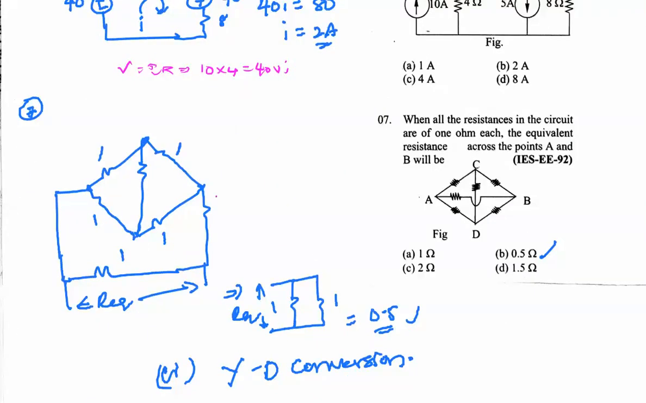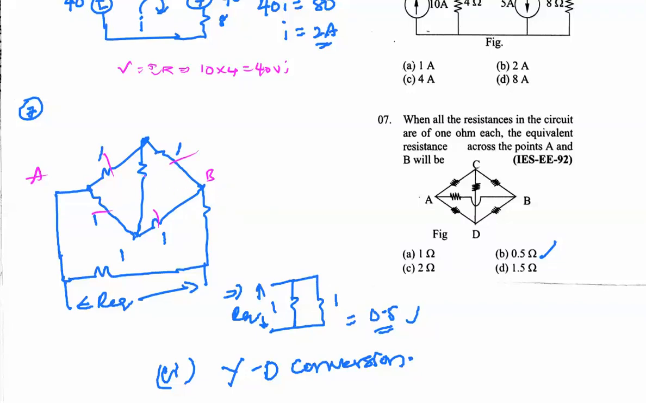Next, seventh problem. When all the resistances in the circuit are 1 ohm each, the equivalent resistance across the points A and B will be. I have redrawn the circuit in this shape, and between A and B we need to find the resistance. Before solving this type of problem, just check whether the bridge is balanced or not. The bridge is balanced when 1 into 1 is equal to 1 into 1. Okay, the bridge is balanced.